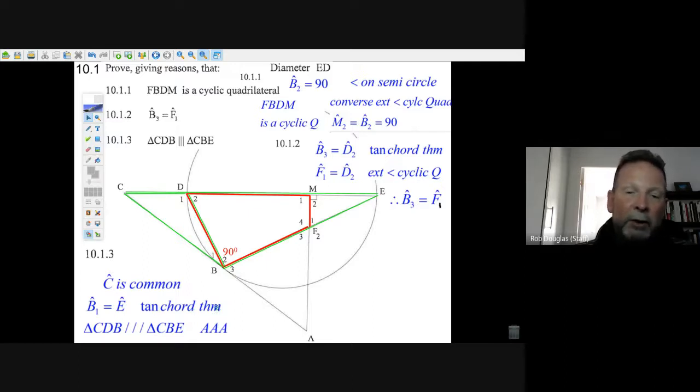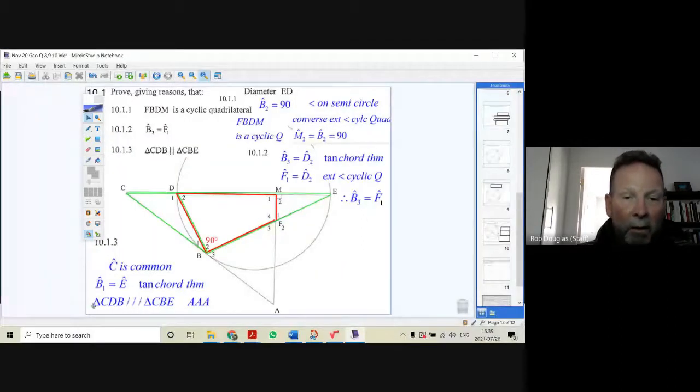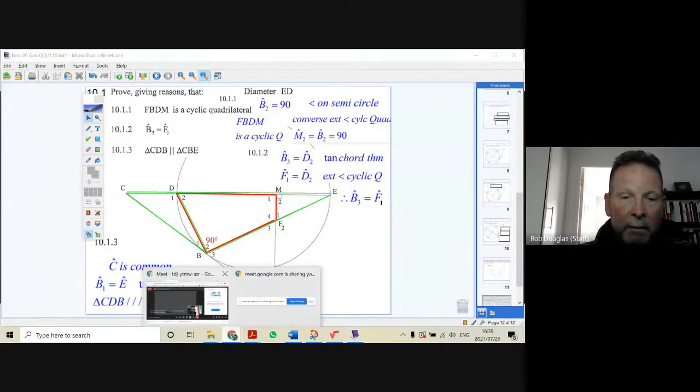Well, if we can match up two angles, then because of angles in a triangle, all three angles must match up. So then we can say triangle CDB is similar to triangle CBE because of angle, angle, angle. And there's the first three questions, all done. So we'll leave it there.